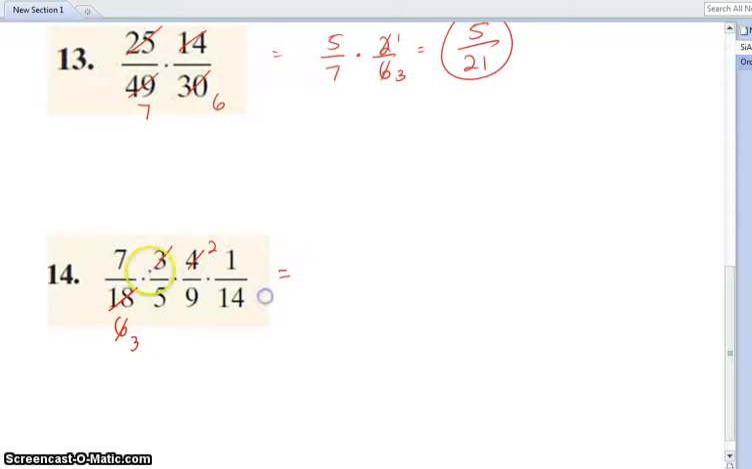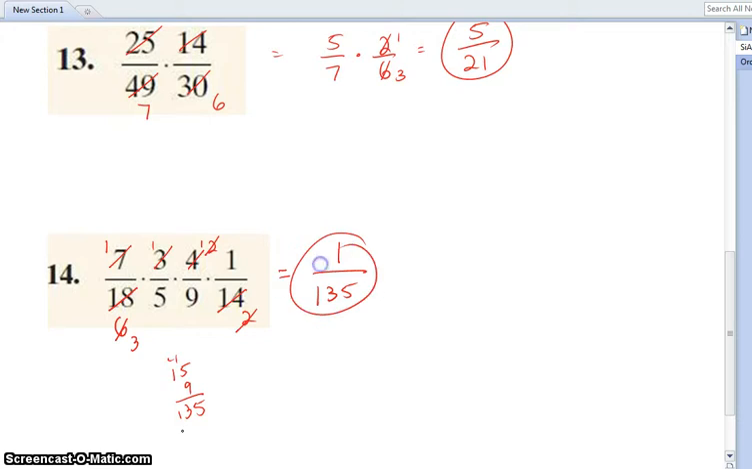So now in the numerator, I've got 7, 14, I can reduce that, and then I can reduce the 2 and the 2. In the numerator, all that's left is a 1. In the denominator, I've got a lot going on. I've got 3 times 5, which is 15 times 9. Unfortunately, you will have to do that work. So 135 is your answer.